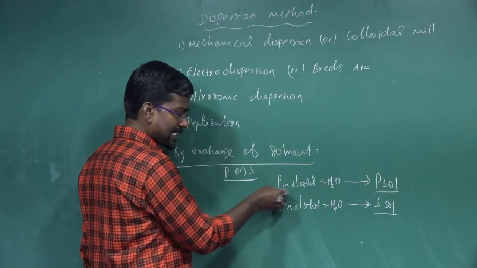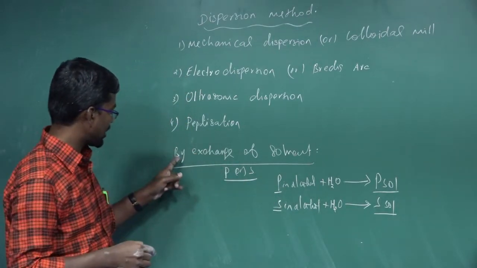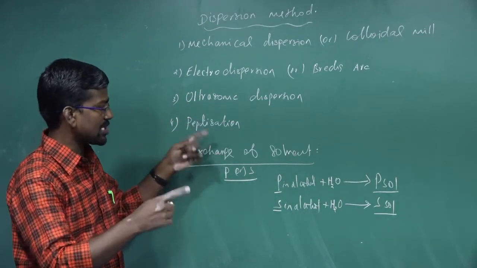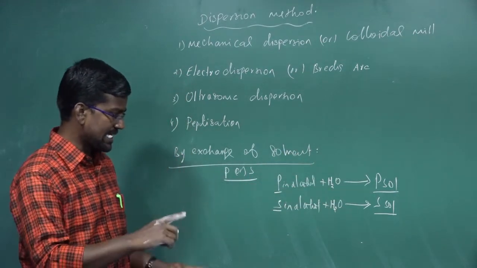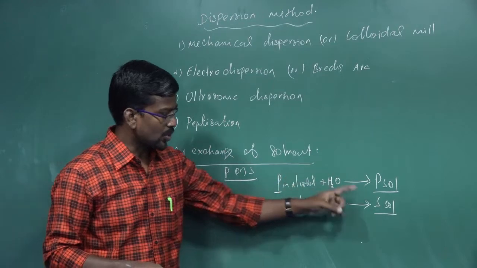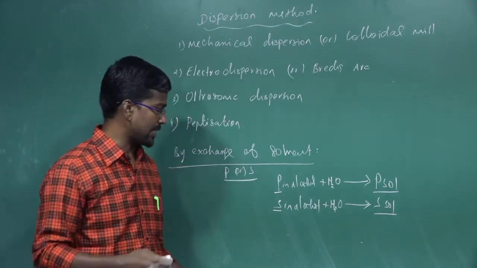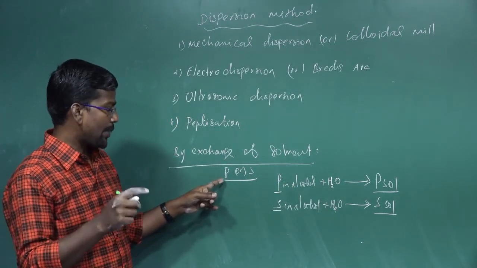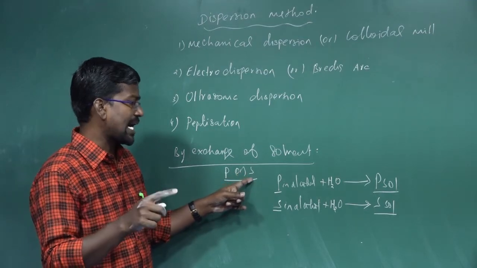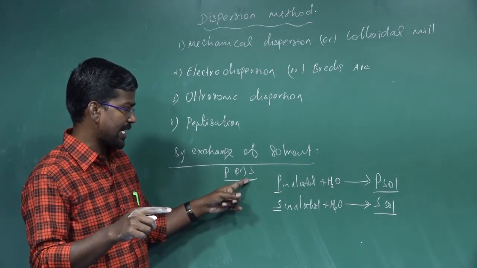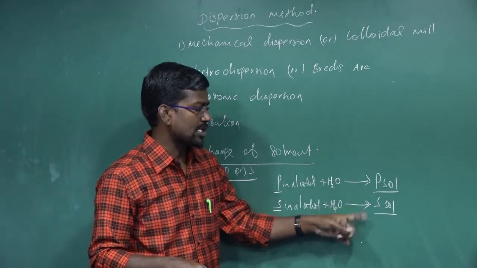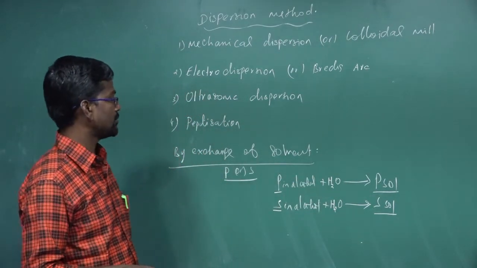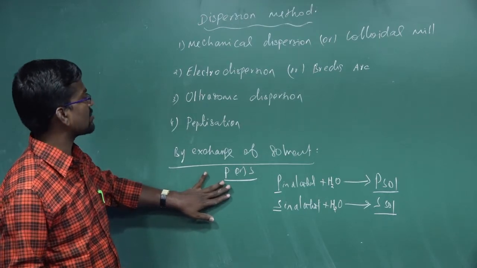So what is the meaning of exchange of solvent? A gas can be converted to a liquid, a solid can be converted to a liquid. It is an exchange of solvent. So phosphorus or sulfur in alcohol poured in water forms a phosphorus sol or sulfur sol. It is an example of exchange of solvent.